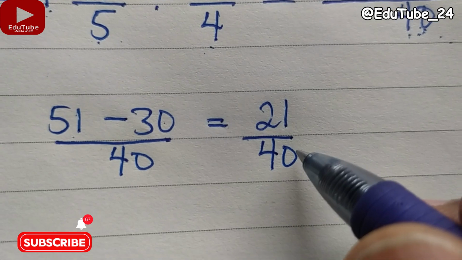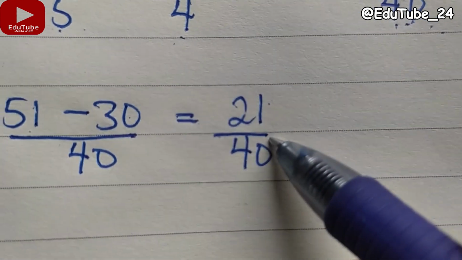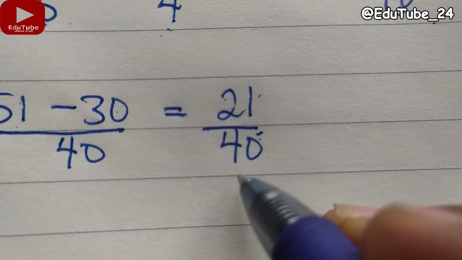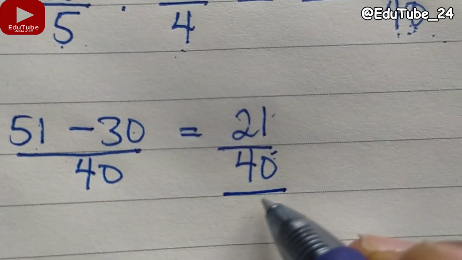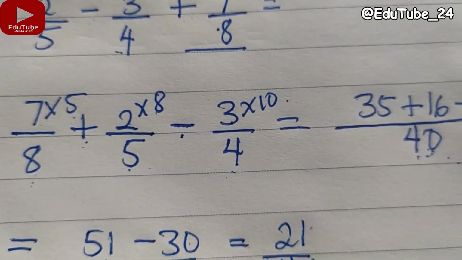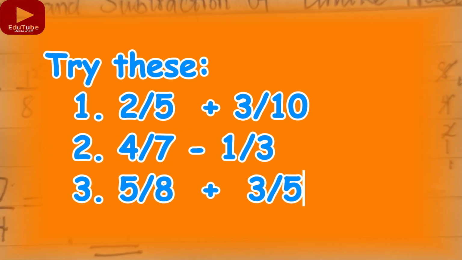Now looking at this fraction, we will see that it's a proper fraction and they have no common factor that can break them down further. So I could safely say that this is my final answer for example number 3, which is also our final example. So that is it about addition and subtraction of unlike fractions.